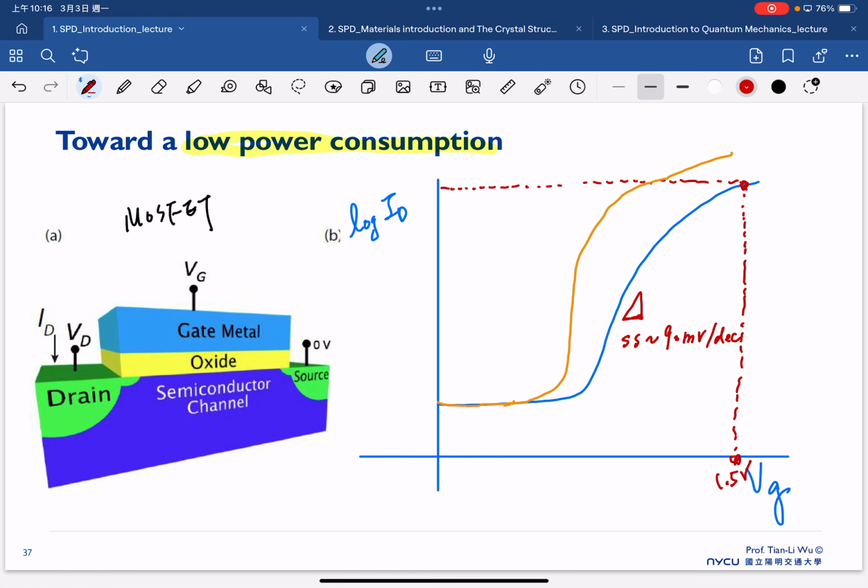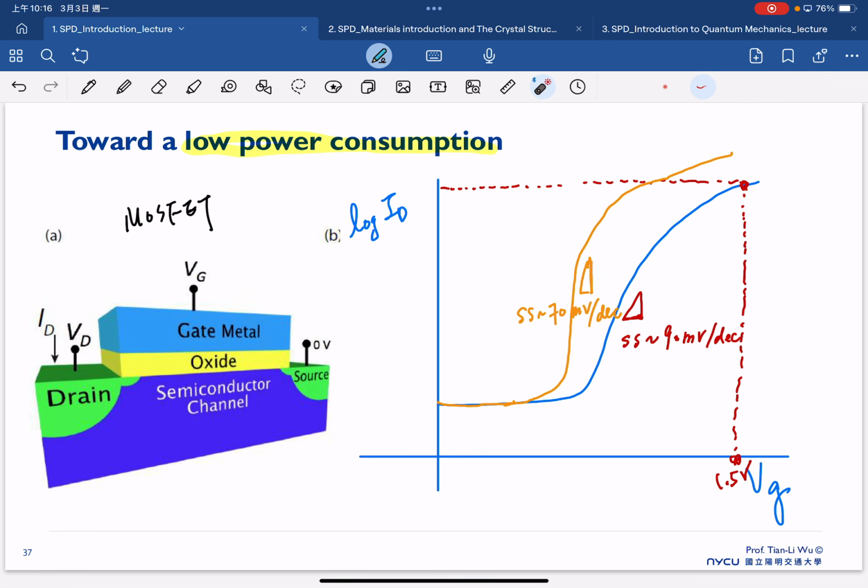But if we can try to fabricate a transistor that has a lower subthreshold slope here. So lower subthreshold slope means our device current can turn on faster. So we have a steeper slope than here.